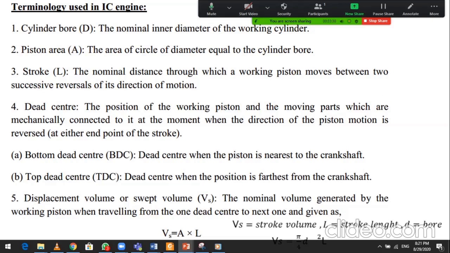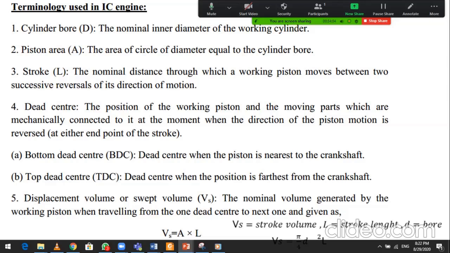And stroke, which we can call L, is the nominal distance through which a working piston moves between two successive reversals of its direction of motion. Stroke means from top to bottom. And we have dead center. That is the position of the working piston and the moving parts mechanically connected to it at the moment when the direction of the piston motion is reversed at either end point of the stroke. We have bottom dead center and top dead center.